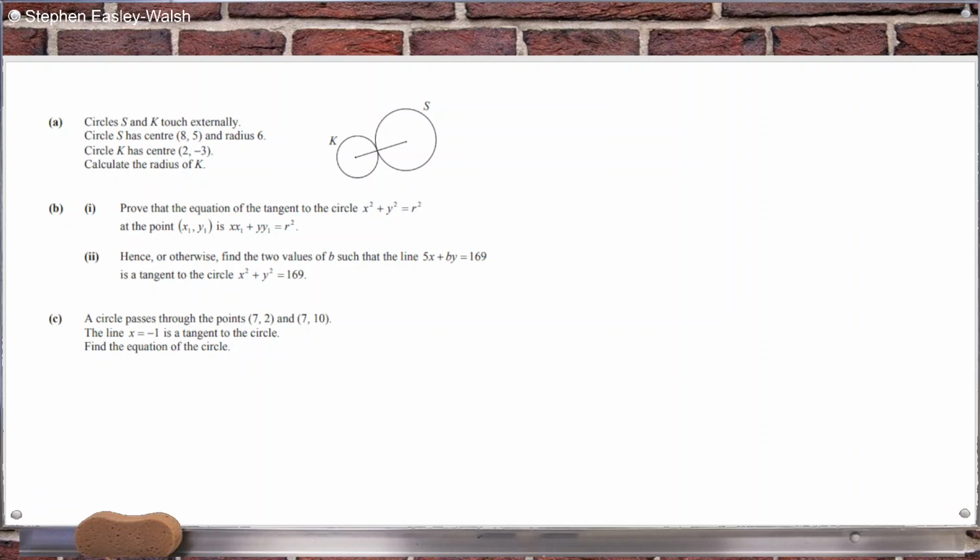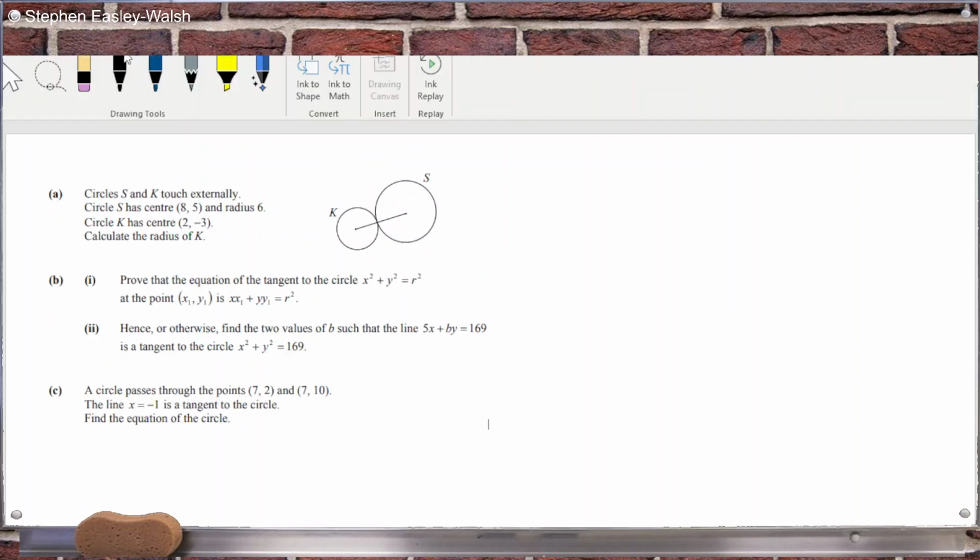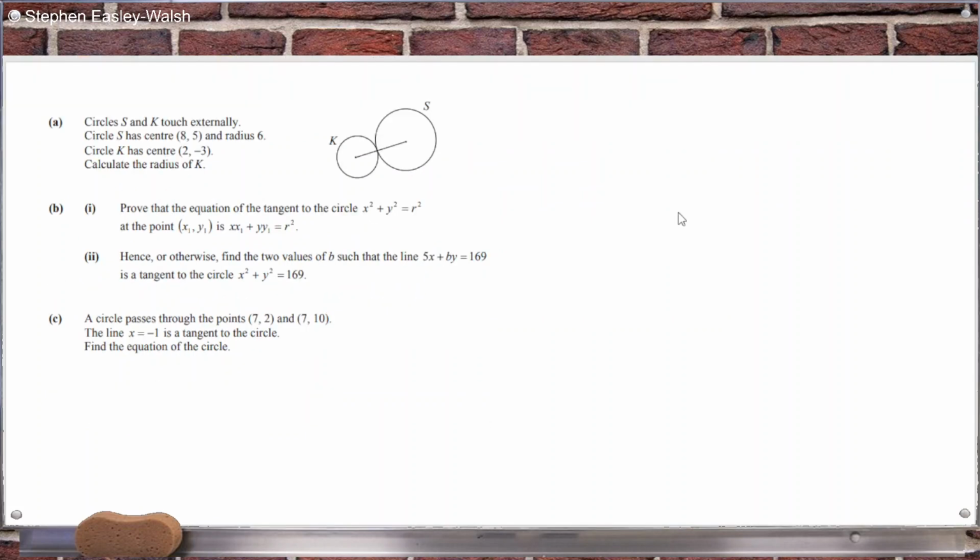All right, let's have a look at this question. The first thing here: circles S and K touch externally. Circle S has center (8, 5) and circle K has center (2, 3). Calculate the radius of K.